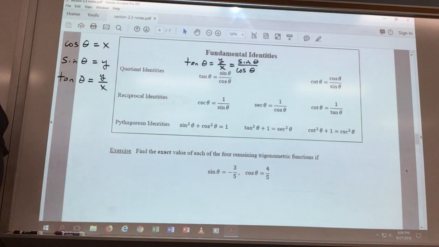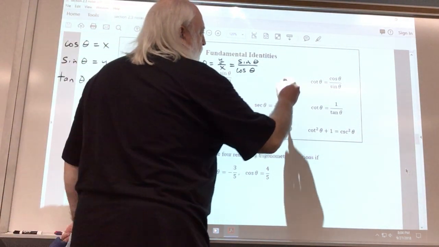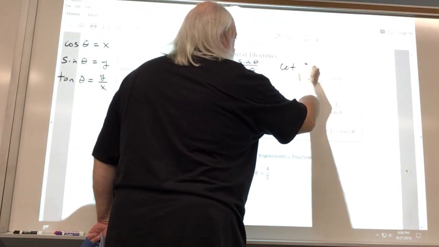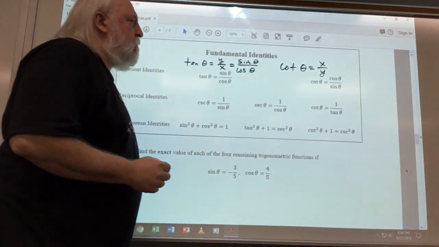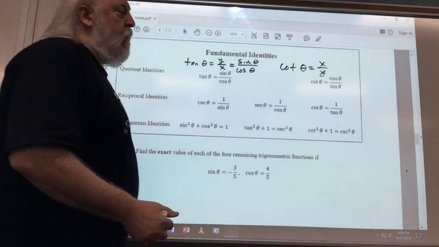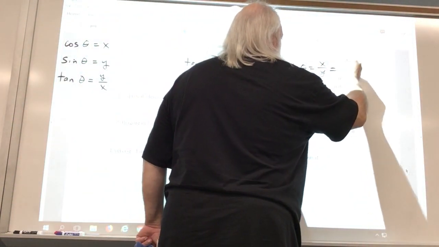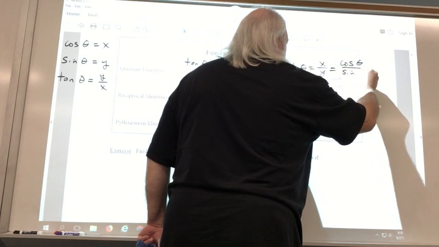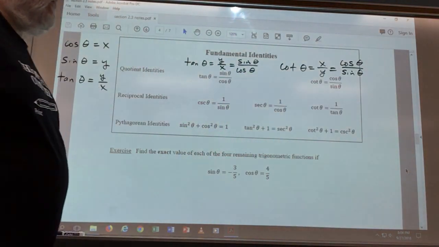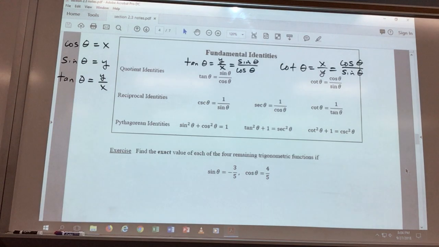And the same is true for cotangent theta over here. Cotangent theta, from the definition of the trig functions, is equal to x over y. And when we put in cosine theta for x and sine theta for y, we have cotangent theta is equal to cosine over sine. Okay?